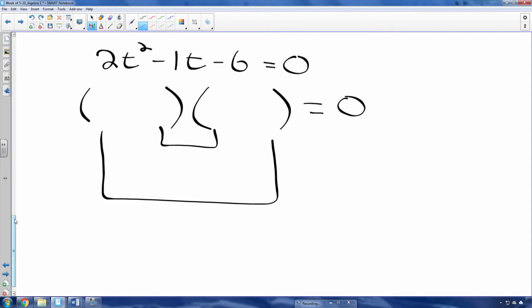Thoughts on what we should do for starters? Think about this problem for a second. So what do we need? 2t and t. So 2t and t.